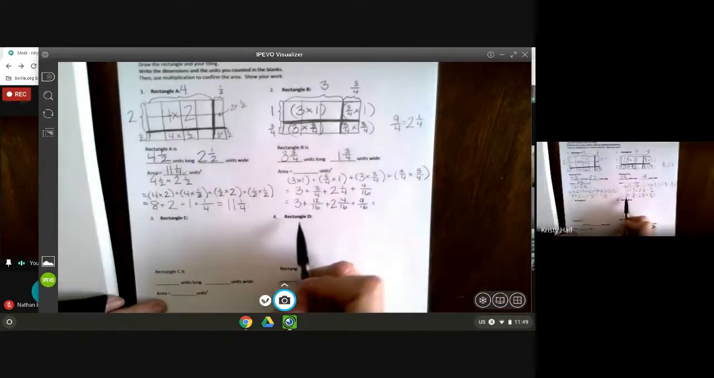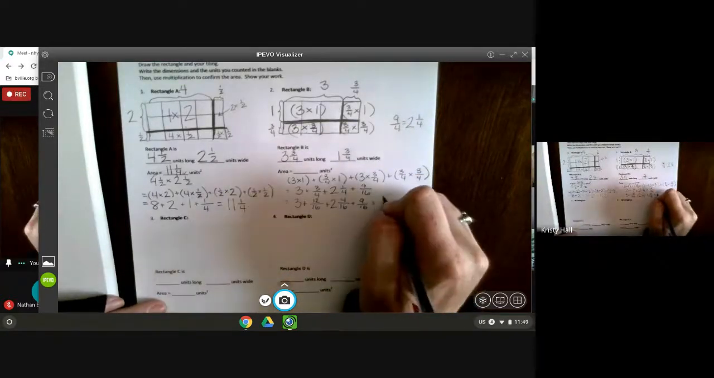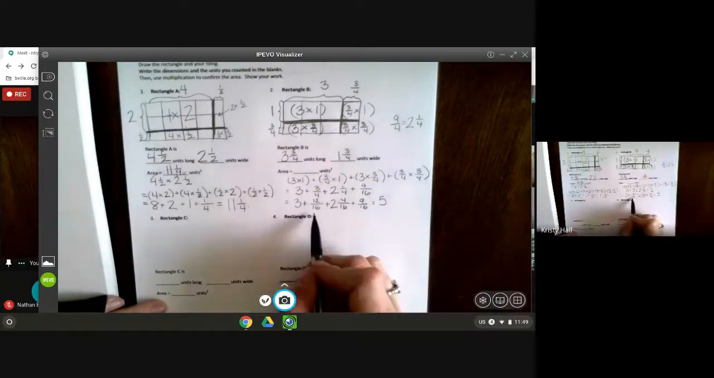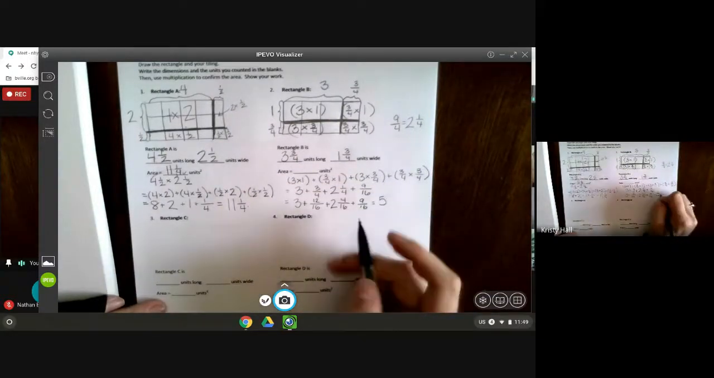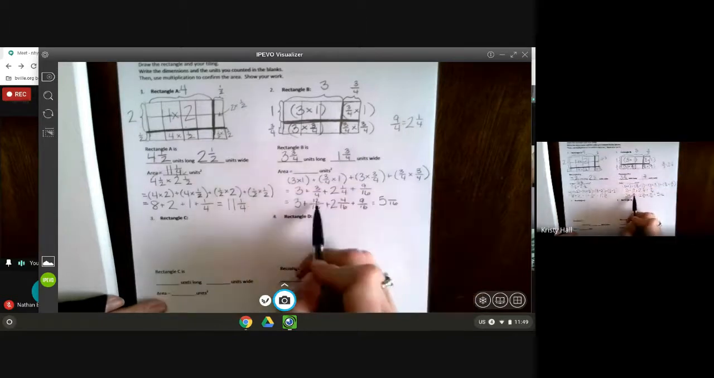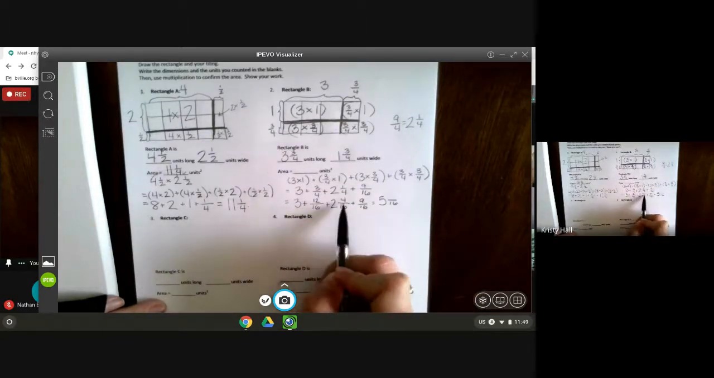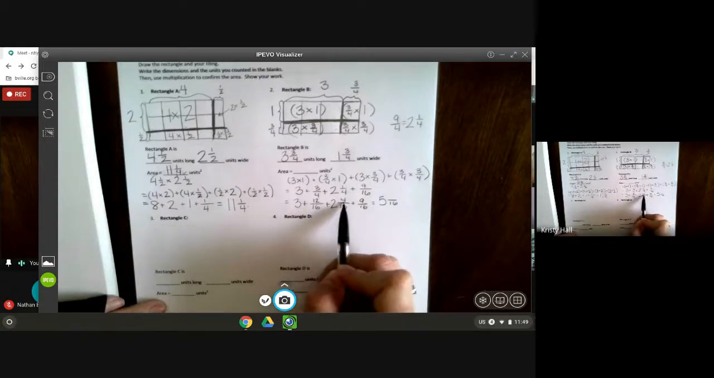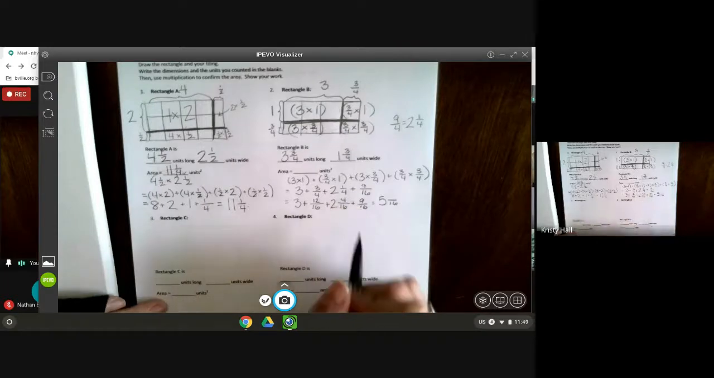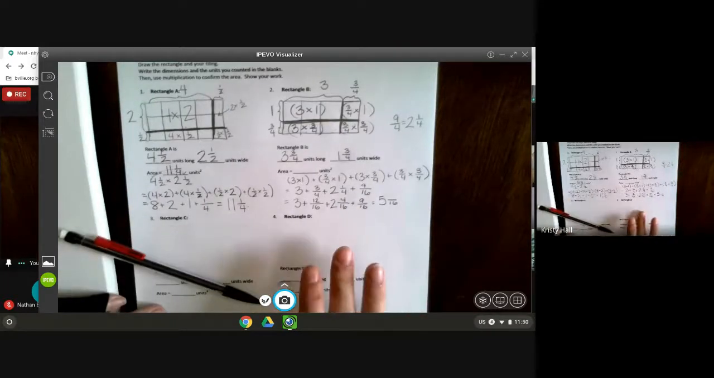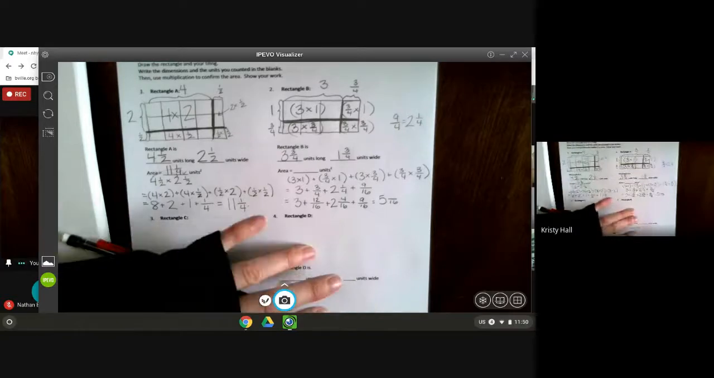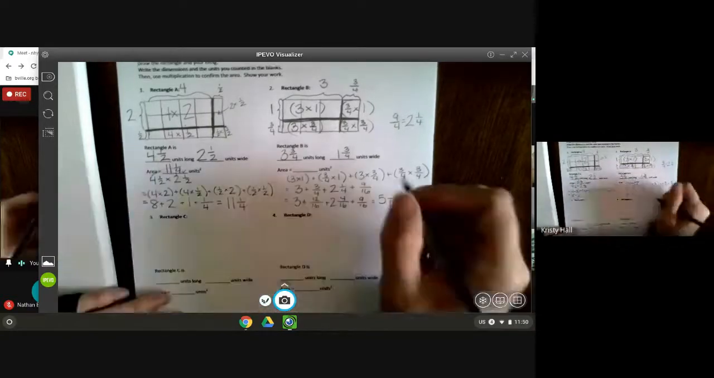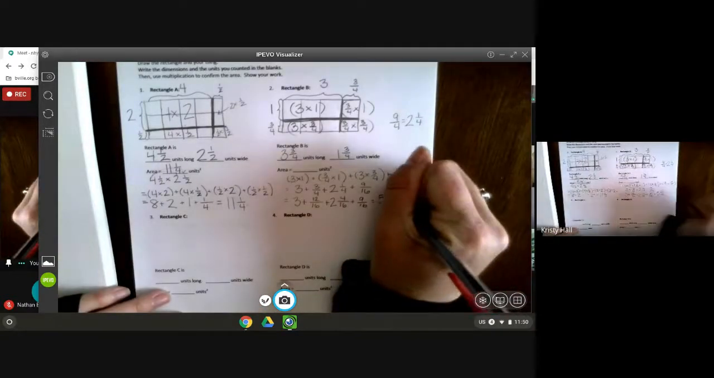Okay, so I'm going to add my whole numbers first. I only have a 3 and a 2, so that equals 5. And my denominator will stay the same. So I just have to add these numerators. So 12 plus 4 plus 9. So 12 plus 4, I get 16, plus 9, I got 25. If I'm wrong, let me know.